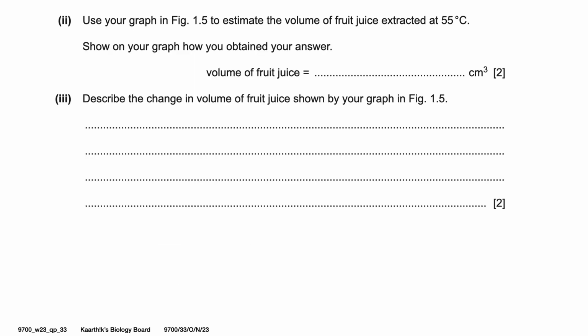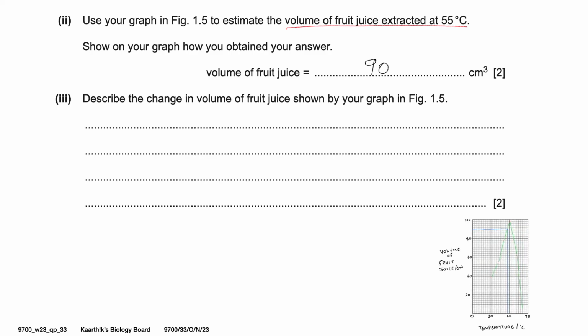Then use your graph in figure 1.5 to estimate the volume of fruit juice extracted at 55 degrees Celsius. So exactly at 55 degrees Celsius, what will be the volume of fruit juice extracted, they are asking. From my graph, I come to the conclusion that it is 90 centimeter cube. So here is the reference graph for you. This tells that at 55 degrees Celsius the amount of fruit juice collected is 90 centimeter cube. The blue line mark states that.